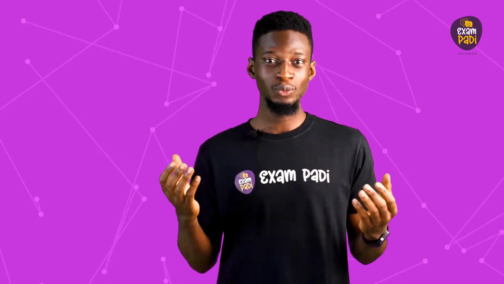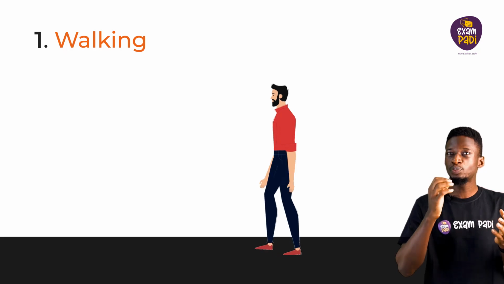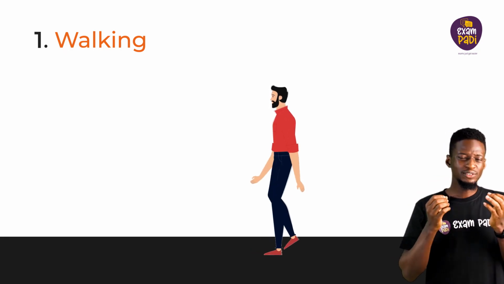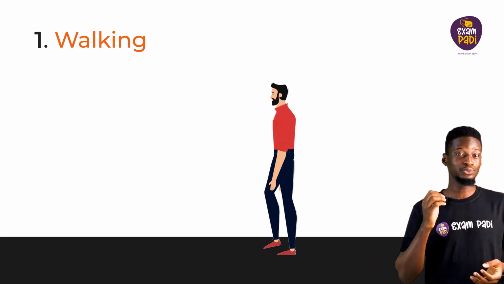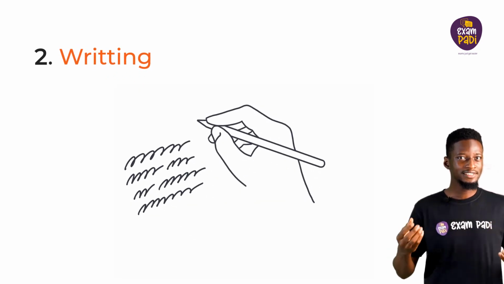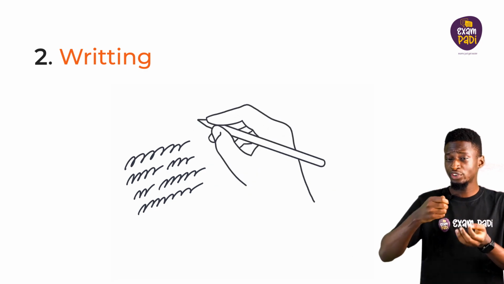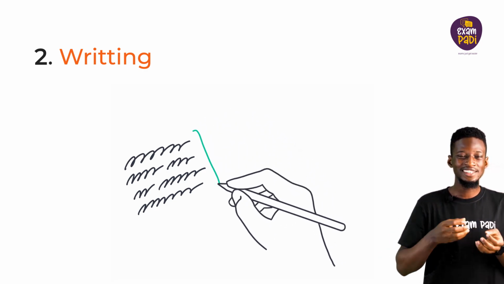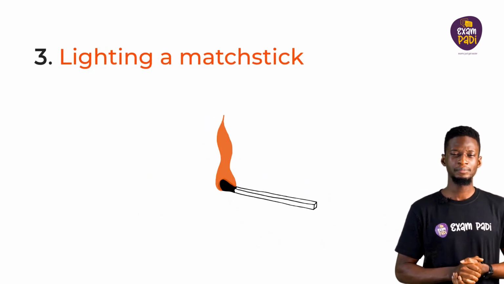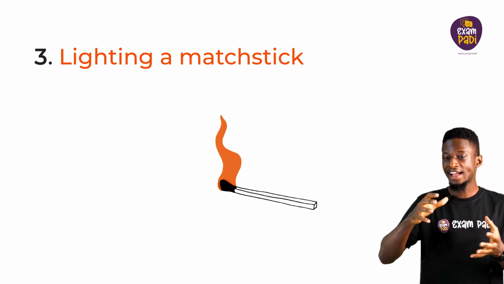Number 1. Walking. When we walk on the ground or floor, it is the frictional force that is responsible for holding our feet to the ground, so we do not slip. But it is difficult to walk on floors that are slippery because there is less friction. Number 2. Writing. While writing, the tip of the pen is in contact with the paper surface, which produces rolling friction in the case of ballpoint pen or sliding friction in the case of a pencil.